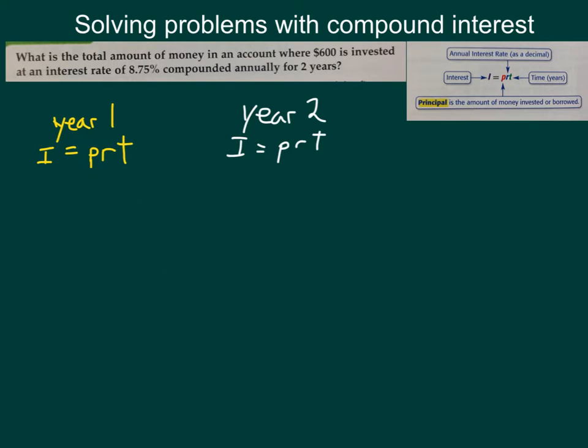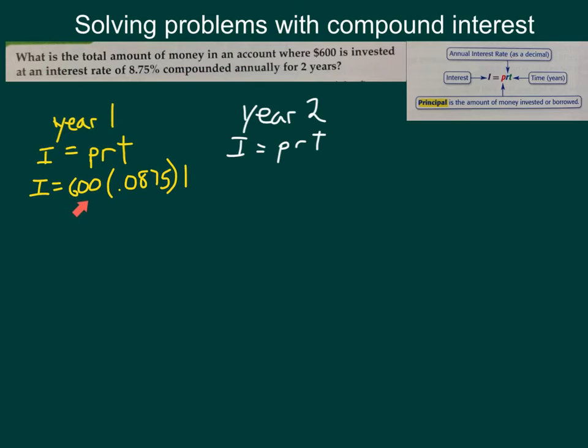So here's an example of how we can solve a problem that involves compound interest. So we can see it asks here, what is the total amount of money in an account where $600, the principal, is invested at an interest rate of 8.75% compounded annually for 2 years. So the first thing I've done here is I know that I'm compounding the interest. So I want to separate the 2 years out. So I have year 1 and I'm going to find the interest, and then year 2 I'm going to find the interest. Now if it was 3 years, I would put year 3 and I would find the interest for that.